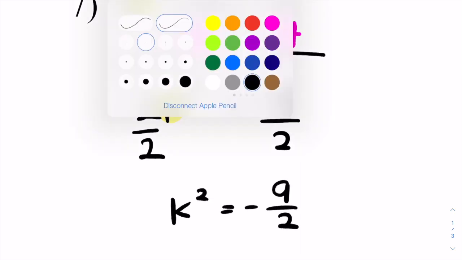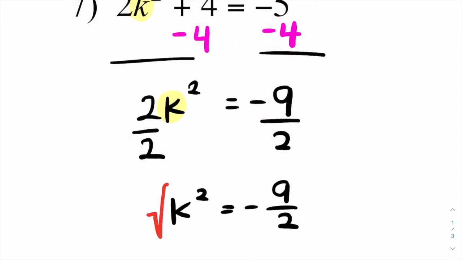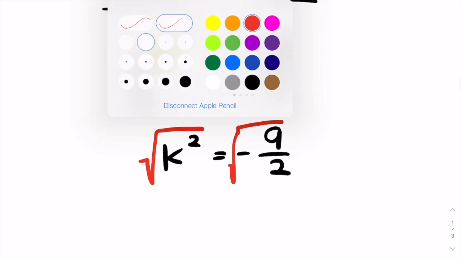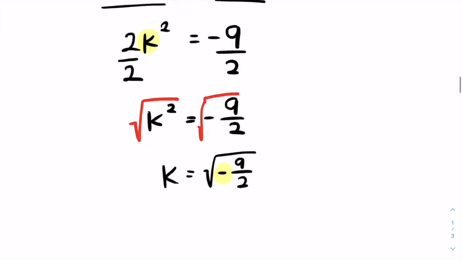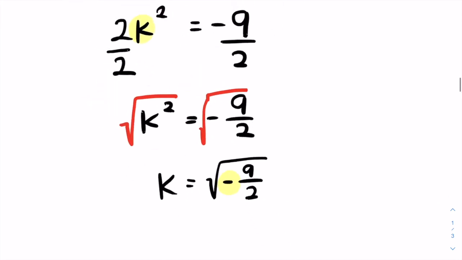Now, the next step is that you want k by itself, so you're going to take the square root of each side. And when you take the square root of each side, notice the negative is inside the square root. And we know this negative in the square root is irrational and it doesn't work, so we know the answer is actually no solution.